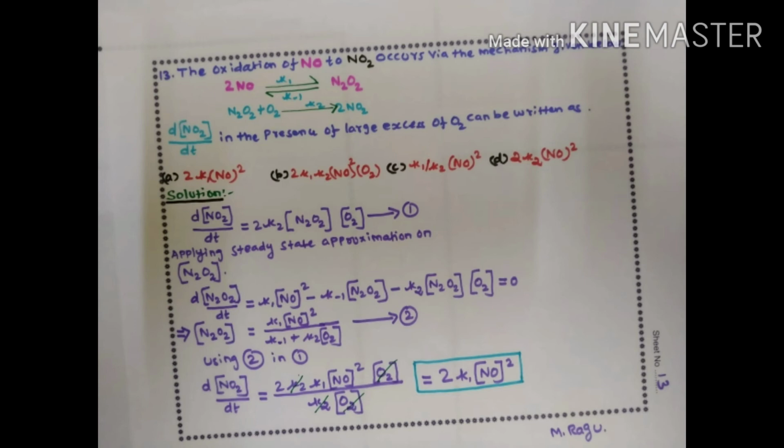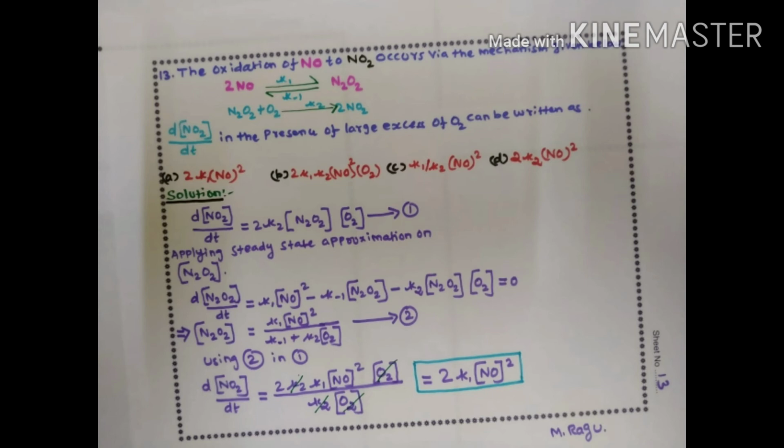d[NO2]/dt = 2k2[N2O2][O2], equation 1. Applying the steady state approximation, the rate of formation equals the rate of decomposition of N2O2: d[N2O2]/dt = k1[NO]^2 - k-1[N2O2] - k2[N2O2][O2] = 0. So [N2O2] = k1[NO]^2 / (k-1 + k2[O2]), equation 2.